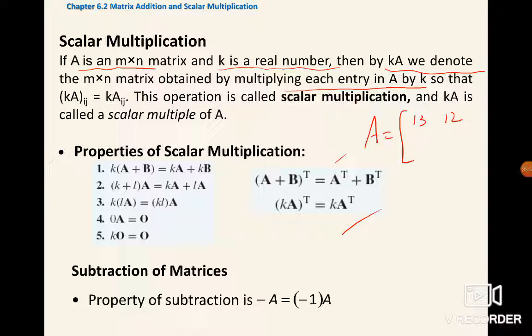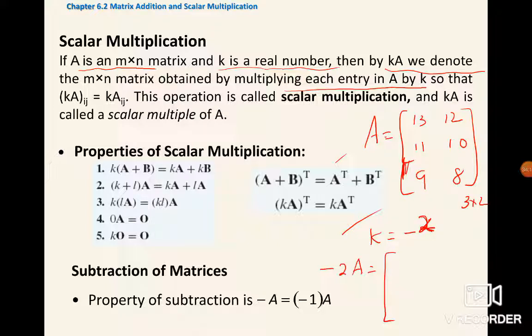13 12 11 10, let it be matrix 9 8. This is of size 3 by 2. Now I take k as negative 2. So I want negative 2 times A. Multiply negative 2 with A. Every element of A will be multiplied by negative 2.